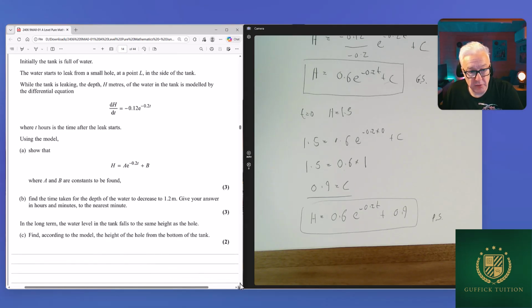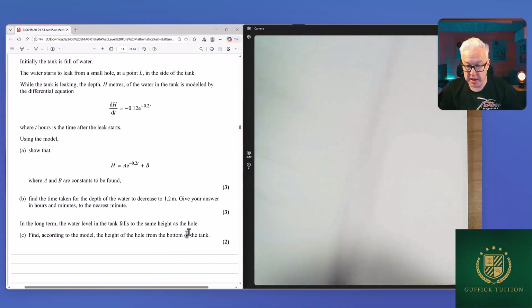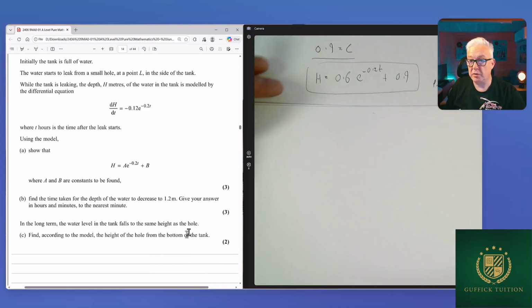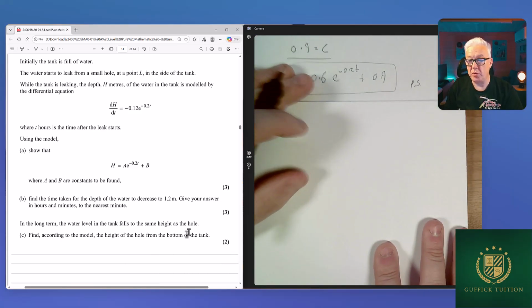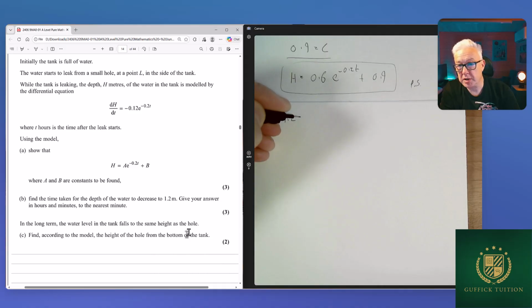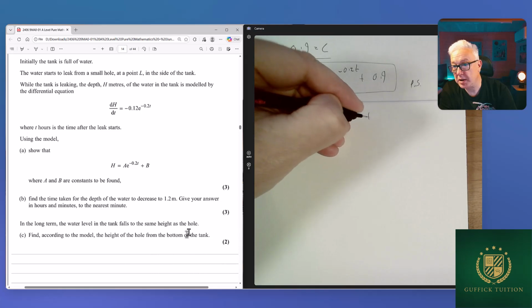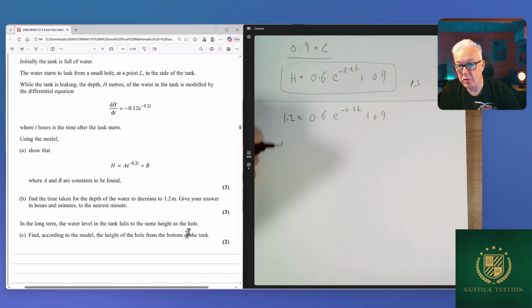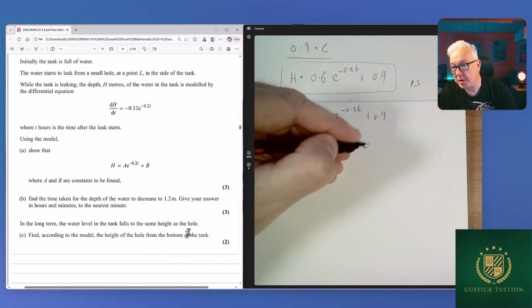Find the time taken for the depth of the water to decrease to 1.2 meters, giving your answer in hours and minutes to the nearest minute. So we're going to set the height now equal to 1.2, and we're going to solve for t. So in this equation here, we're going to have the height is going to be 1.2. So 1.2 is equal to 0.6 e to the minus 0.2t plus 0.9. So therefore 1.2 minus 0.9 divided by 0.6 is equal to e to the minus 0.2t.